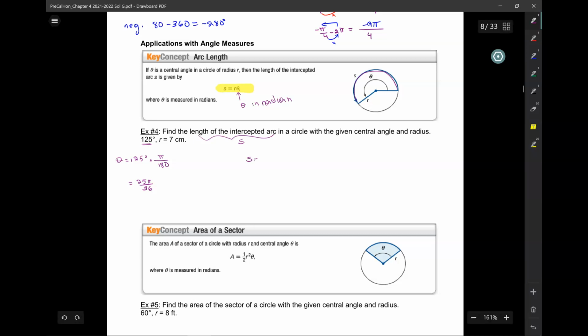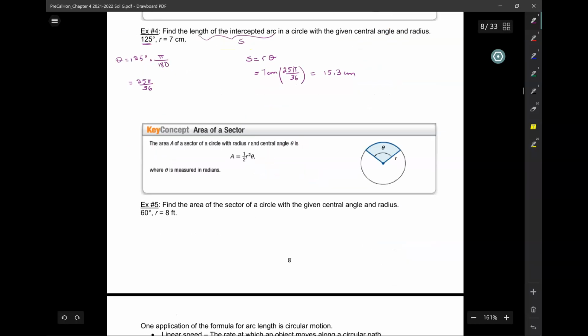Second, now we need to find S, which is R theta. So that's R, 7 centimeters, times theta, 25 pi over 36, which is equal to 15.3 centimeters. Next, if we have a portion of the circle like this, that entire portion is called a sector.